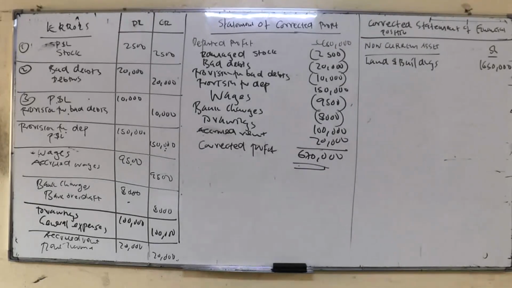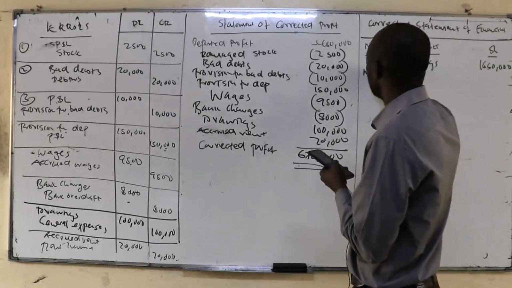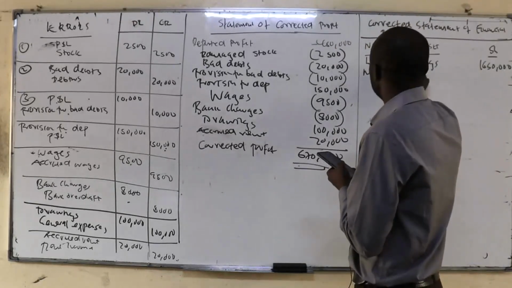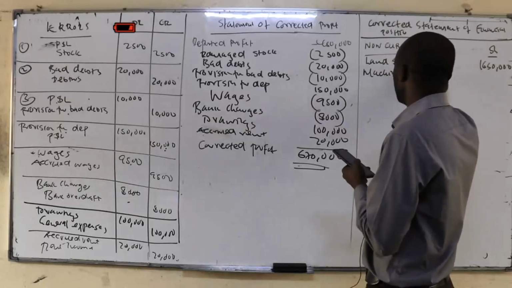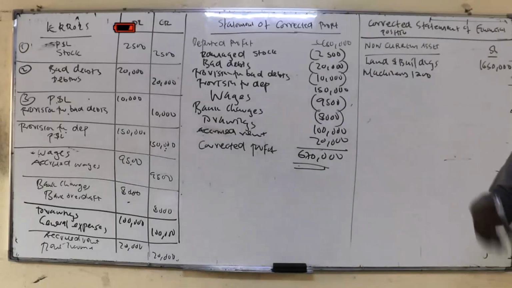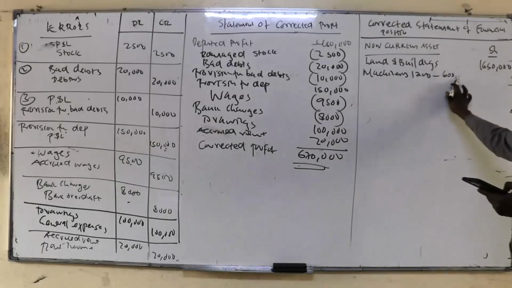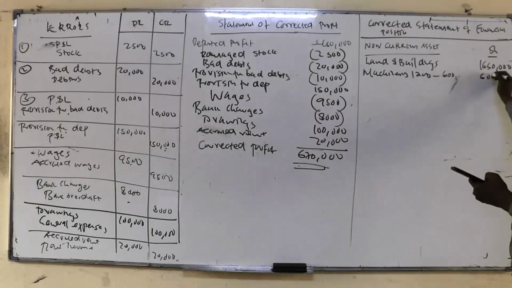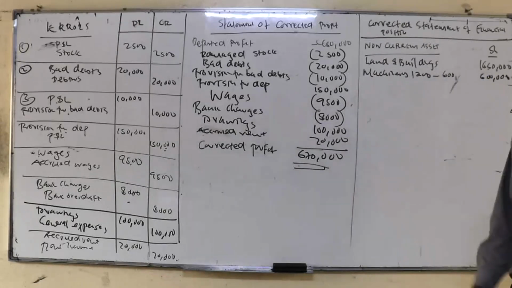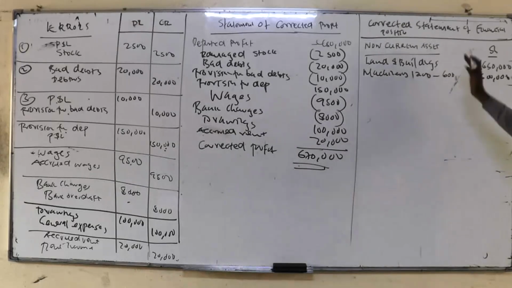But we had machinery. The next one is machinery. So it was 1.2 million. That was the cost. But the accumulated depreciation according to them was 750, but it's supposed to be 600,000, isn't it? So this one would be how much? 600,000. They had deducted 750, but according to our revision, it's supposed to be 600. So those are the only assets we have.